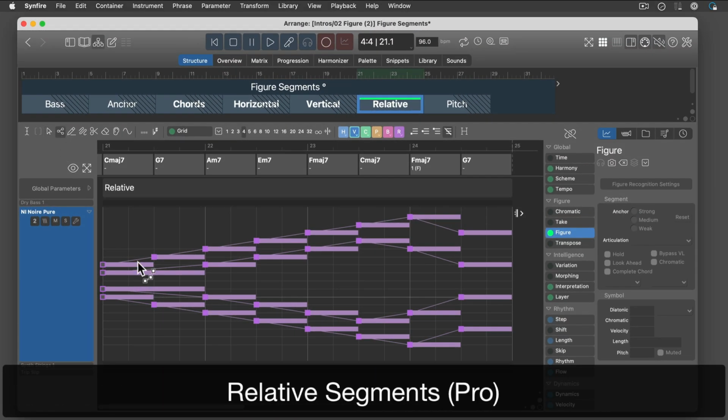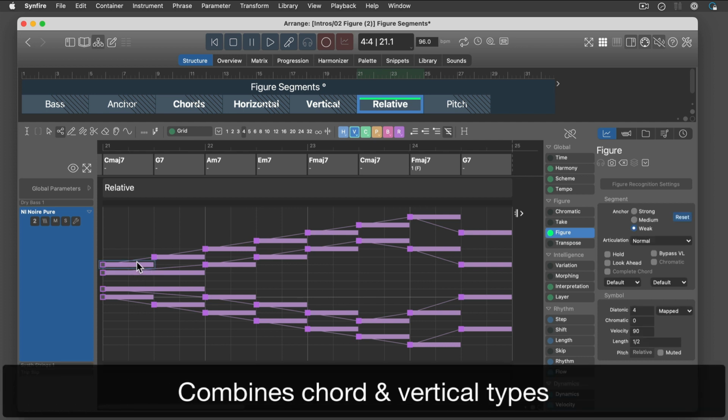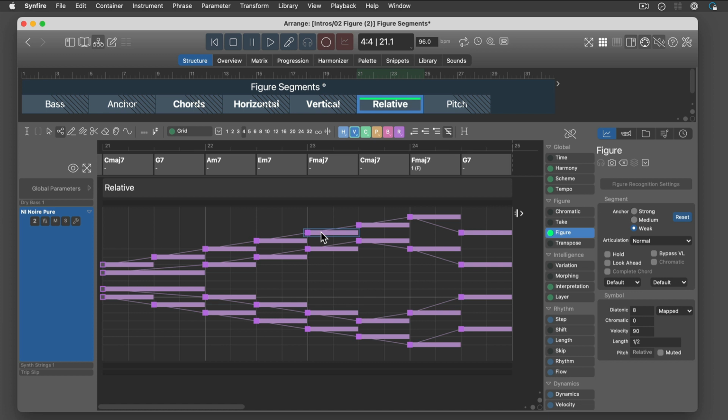Relative segments map the anchor like a chord symbol. The other symbols are mapped like vertical symbols, relative to that. This is great if you want to start or end a melodic run with a specific chord note. It's also great to control the voicing of wide open chords.